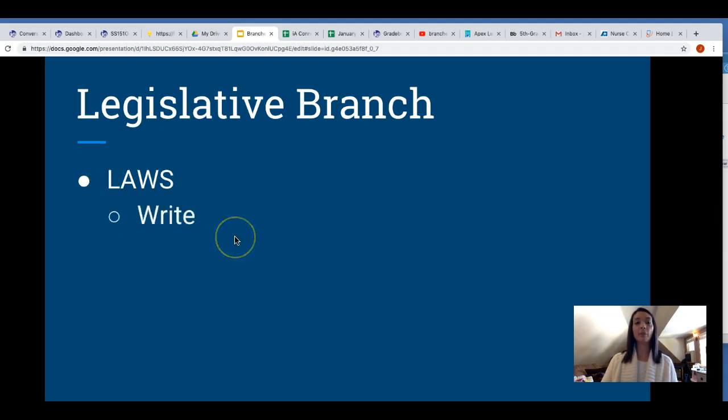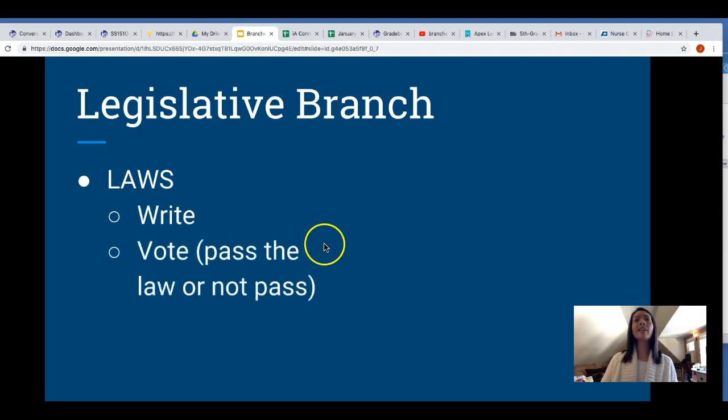All right, so here it is. They write the laws, and then they also vote on the laws, okay? And when you vote on something as a group of people, you either agree to pass the law or not pass the law. Have you ever voted on something before?